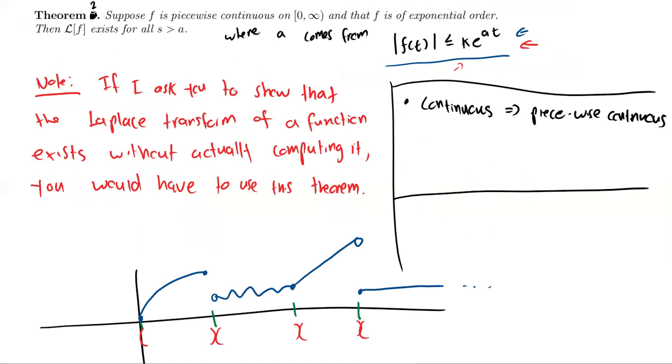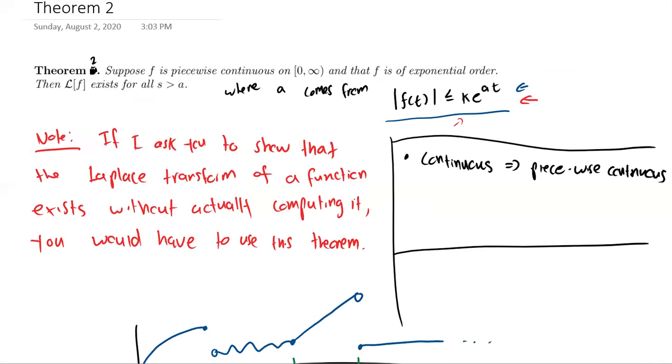Now, let's go back to the video. In the previous videos, we talked about the conditions required for us to know that a function f has a Laplace transform, right? So there were two conditions that guaranteed that a function had a Laplace transform, and those were that your function f has to be piecewise continuous on 0 to infinity, and that it has to be of exponential order. Right? So we went over a lot of examples of exponential order.